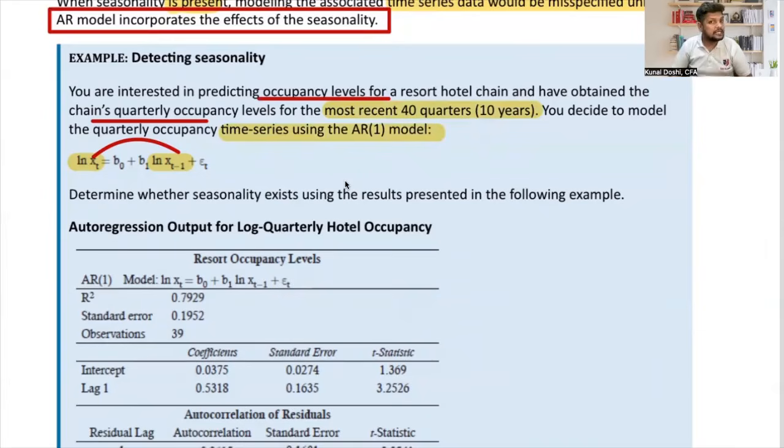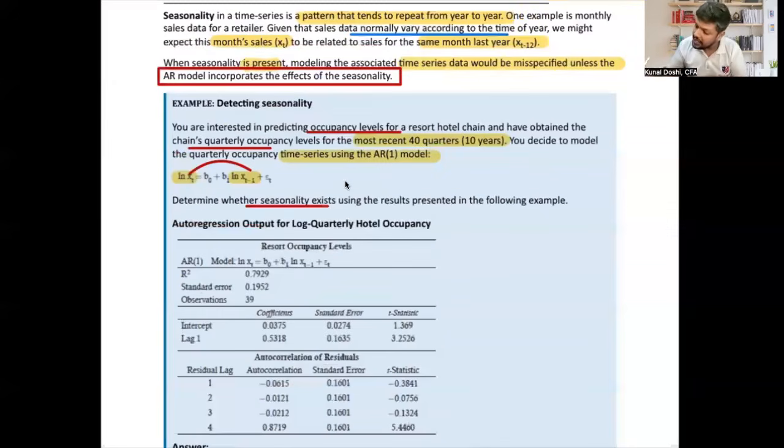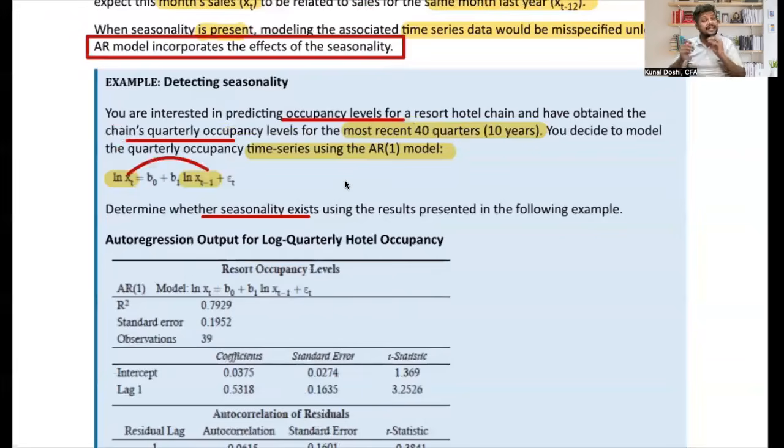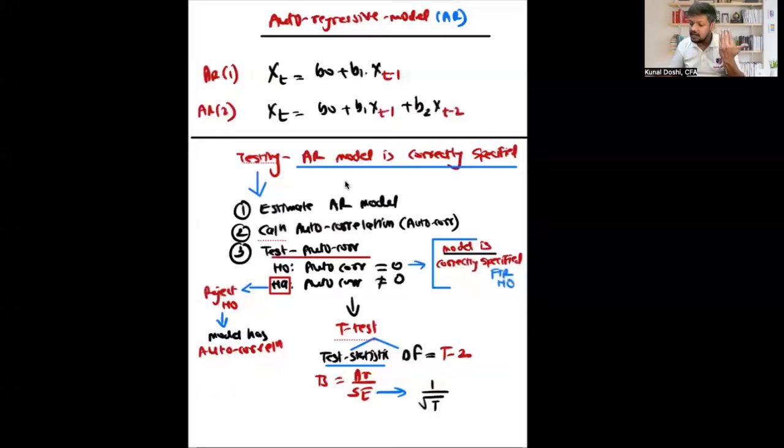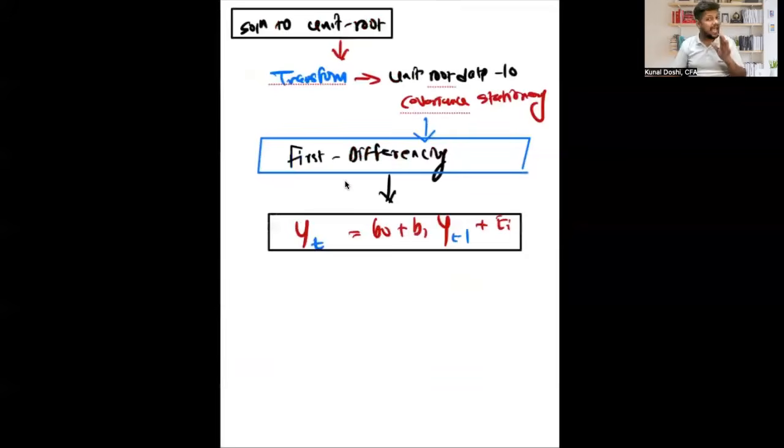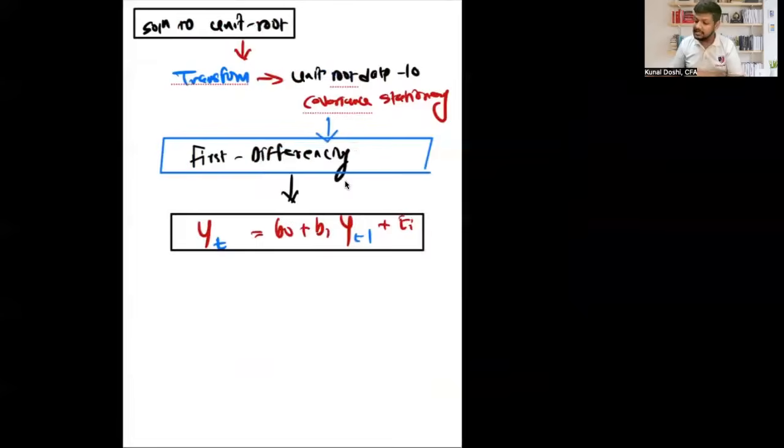Now, before we use this model, we need to detect seasonality. They have asked us to determine whether seasonality exists or not. So the number one thing we are going to do is detect the seasonality. For that, I'm going to write here what seasonality is and how we detect it.